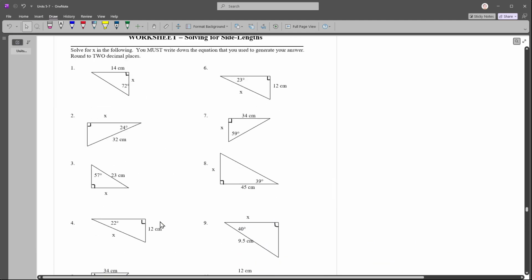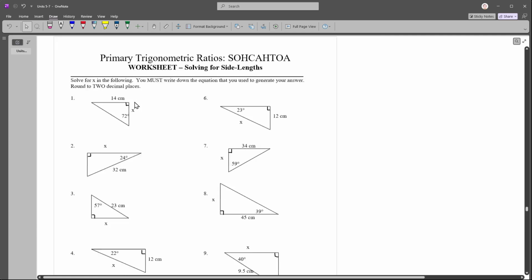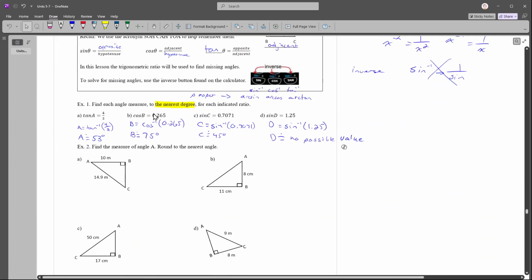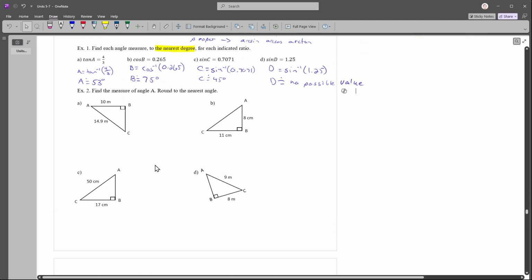Let me just go back up here. This was the same operation for what we saw yesterday with the cosine. It's the same thing because the adjacent is smaller than the hypotenuse, which means we could never have a value greater than 1. It's just not possible. Can't do it. And the same thing goes for sine because the hypotenuse is on the bottom of that one too.